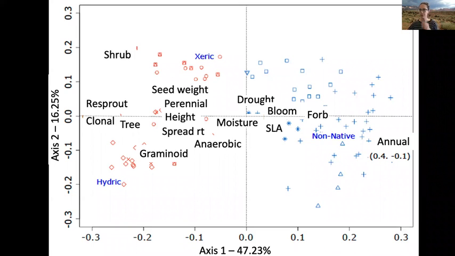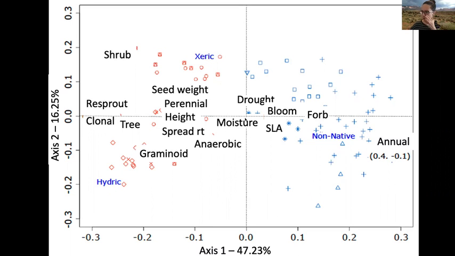So what you see here is the first 2 axes of the PCoA. Each point is a species and the symbol is its guild identity, and we'll get into the guilds more in a minute. The text represents the weighted averages or centroids of trait values. So the farther out on an axis a trait is, the stronger it is in defining that axis.